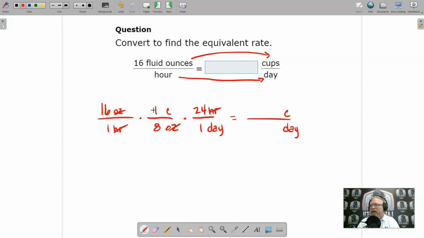So now 16 times 1 times 24. So 16 by 24 is going to give me 384. And 1 times 8 times 1 is going to be 8. Now I need to divide both of these by 8 to get a unit rate. So 384 divided by 8 is going to be 48. This will be a 1. We have cups here, days here, so 48 cups per 1 day.